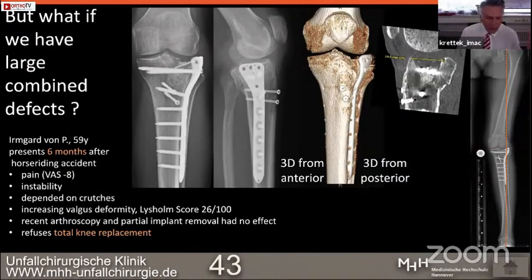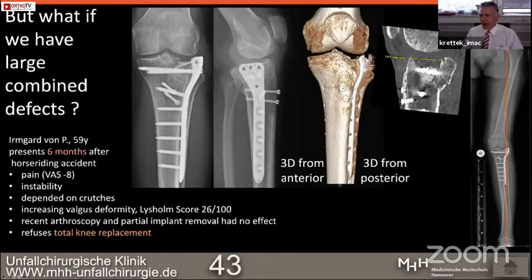She is dependent on crutches, has an increasing valgus deformity, as we see here, and a recent arthroscopy and partial implant removal had no effect. And everyone whom she contacted initially told her, you need a total knee replacement in order to solve this problem. But someone gave her my address, and we did a thorough analysis.